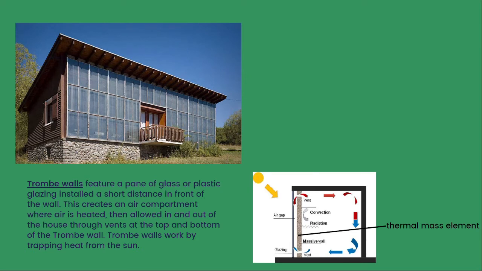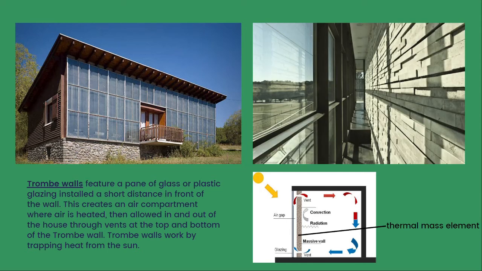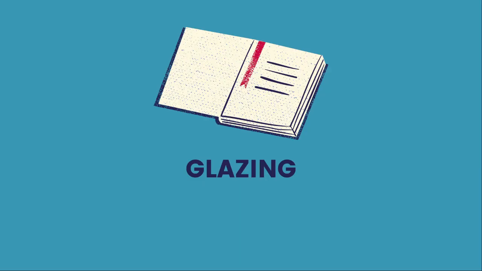All right, so this would be a facade of what a Trombe wall would look like. It's a glazed element that is receiving that heat with a thermal mass element behind it. And then this would be what the space between the glazing and the thermal mass element would look like. In this case, they've used a type of slate stone, which is a very, very good conductor in terms of heat storage.